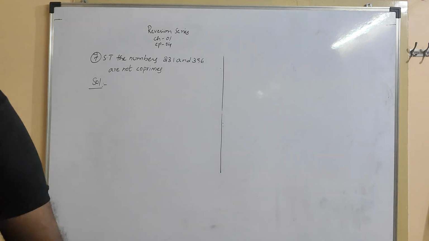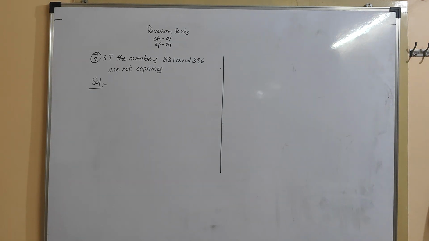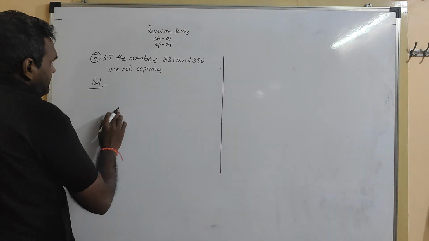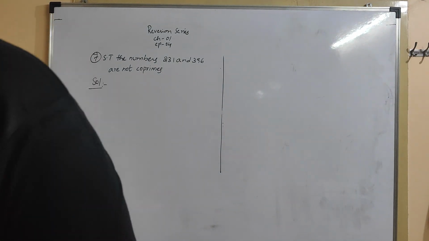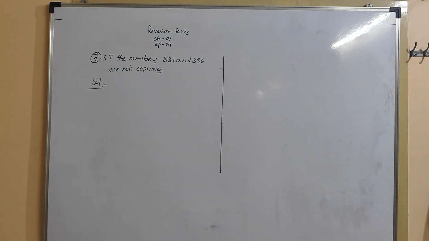Show that the numbers 231 and 396 are not co-primes. See how we will do this one. To prove those two numbers are not co-primes, you have to find the HCF. If you get HCF as 1, then they are co-primes. If you don't get HCF as 1, then they are not co-primes.